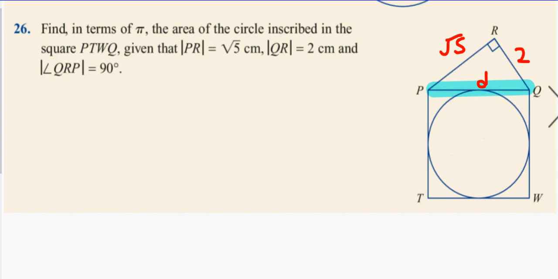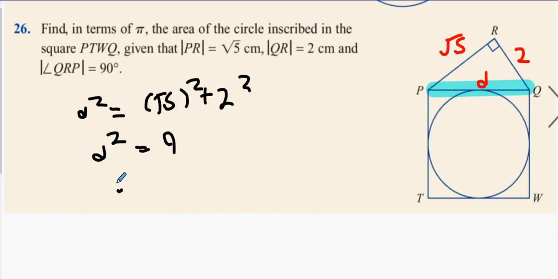Okay, so here's what we'll do. D squared equals root 5 squared plus 2 squared. Put it all in your calculator. D squared equals 9. D equals 3. Radius therefore equals 1.5, which is half of it, isn't it?